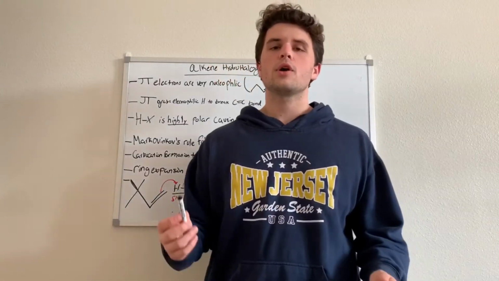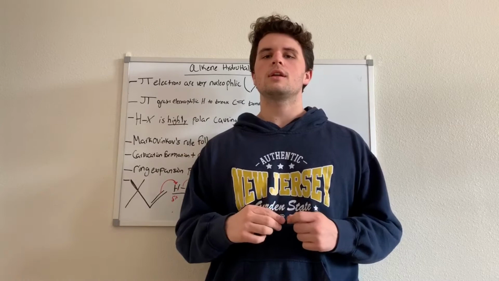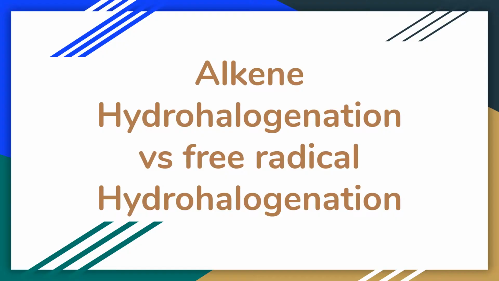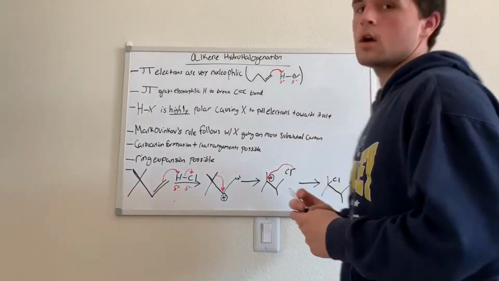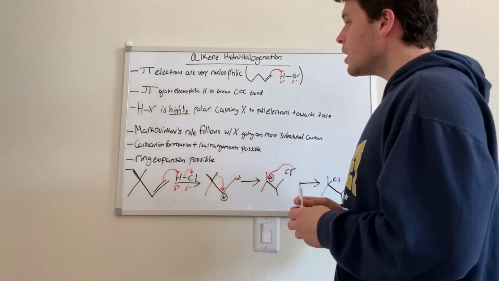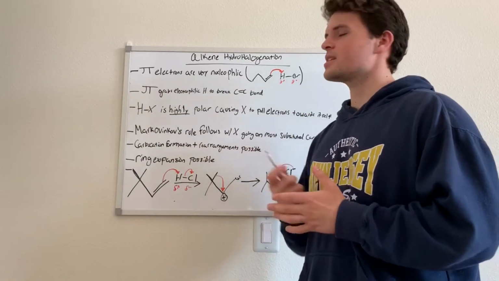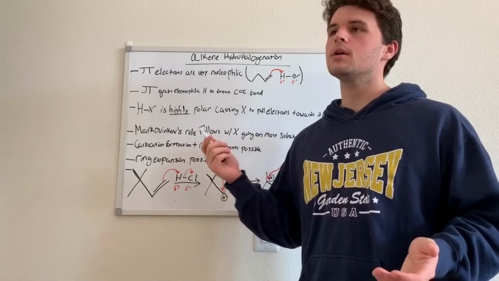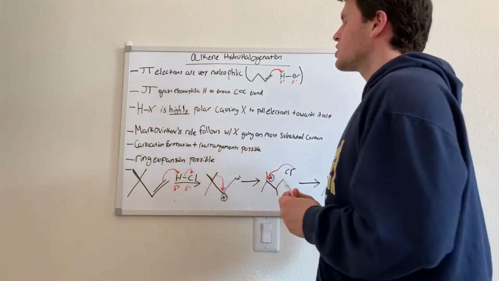Hey guys, today we're going to be going over the alkene hydrohalogenation reactions and the free radical alkene hydrohalogenation reactions. Alright, so to start, we're going to start with the alkene hydrohalogenation reactions. These are normally reacted with an HX molecule. The X represents a halogen, so iodine, bromine, chlorine, all of those.